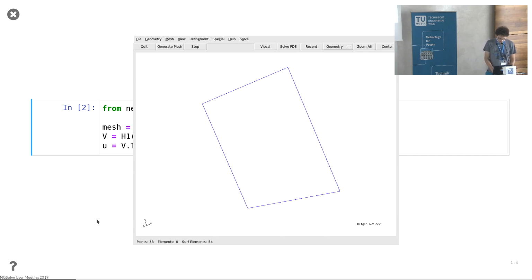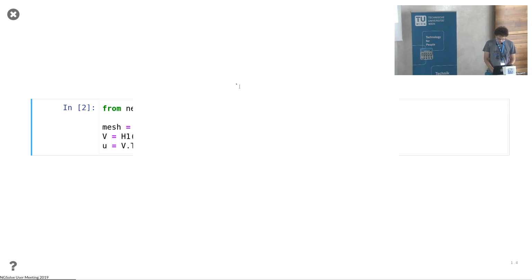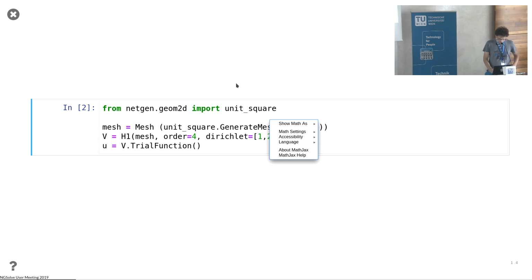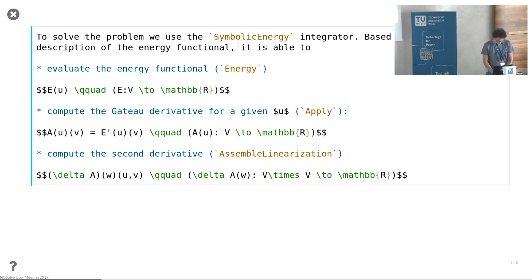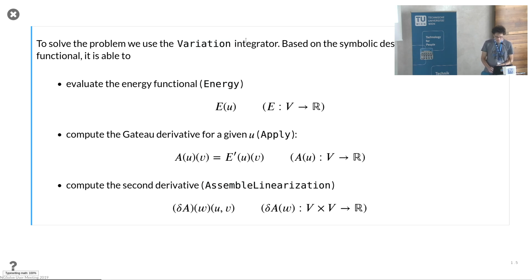Okay, so standard geometry, unit square. So now what you can do is variation, I guess. So you can do several things. Now you can define just this form that you want to minimize, and then you can put this into your bilinear form, and you can ask the bilinear form to do several things.